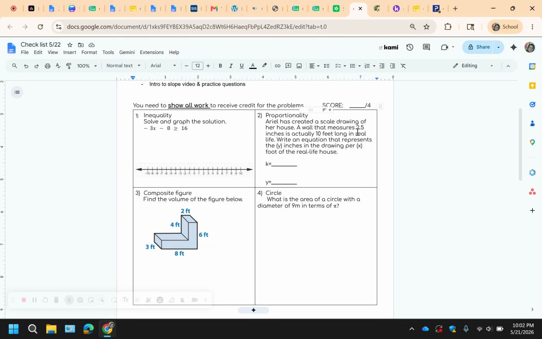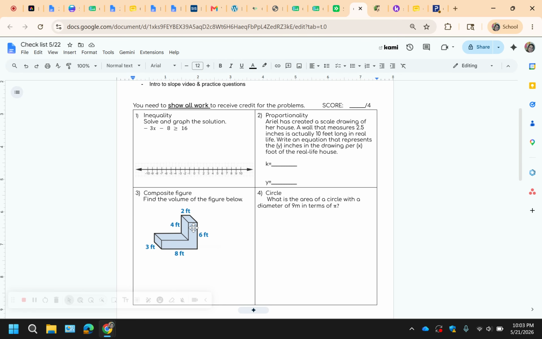Okay, proportionality. This is kind of similar to what we did yesterday for one of our questions, but taking it one step farther where you're actually then creating an equation. So you're kind of finding the scale factor and then putting that as the equation.